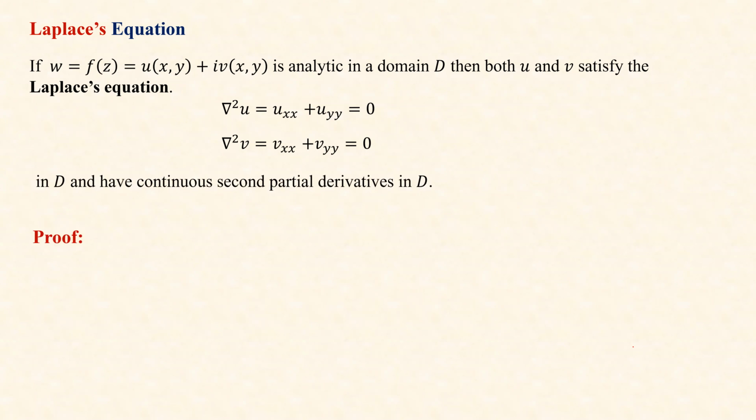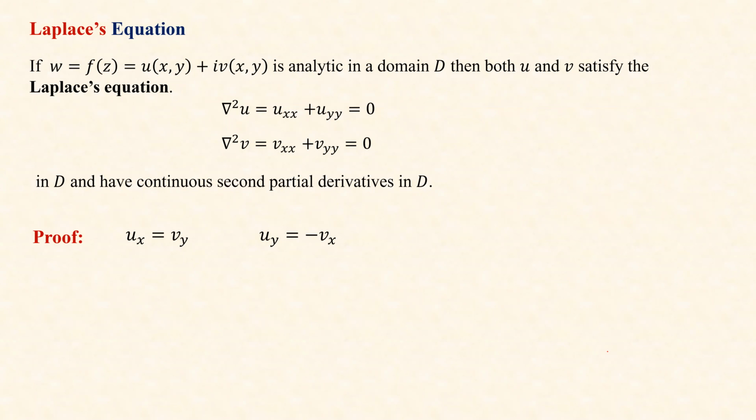So the proof of this is this. Suppose that the function is analytic. So we have u_x equal to v_y and u_y equal to negative v_x. That is the Cauchy-Riemann equations, which say that if they are satisfied, the function is analytic and vice versa. So if the function is analytic, we have these conditions.